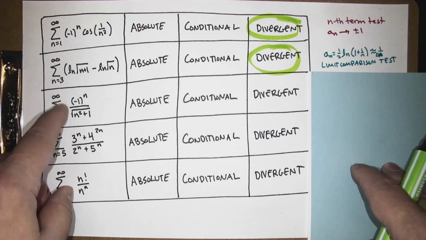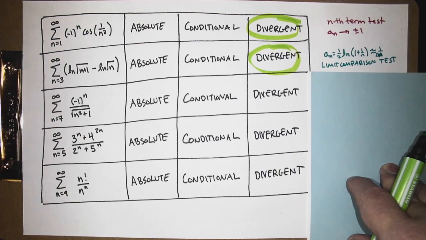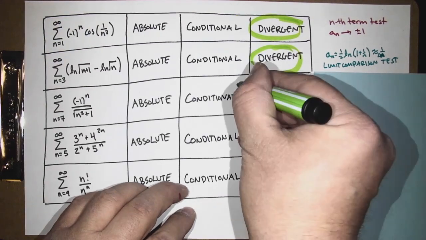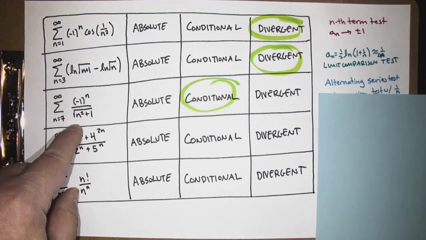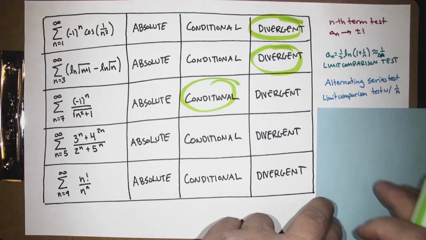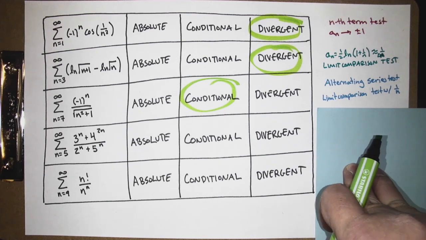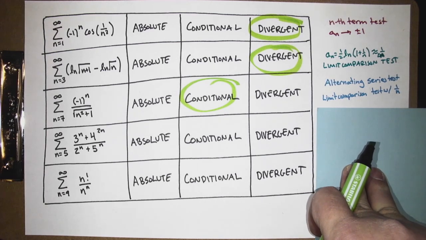All right, (-1)^n over the square root of n squared plus 1. Absolute, conditional, or divergent? It is conditional. Alternating terms go to 0, so it converges, but if you drop the (-1)^n, it looks like 1 over n. You can do a limit comparison test, get rid of that plus 1 downstairs. Square root of n squared is n.